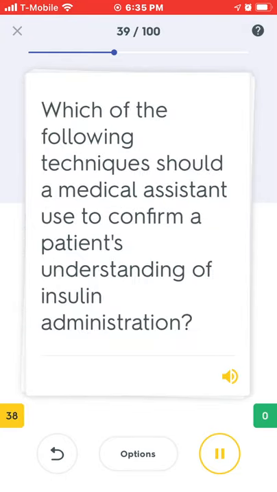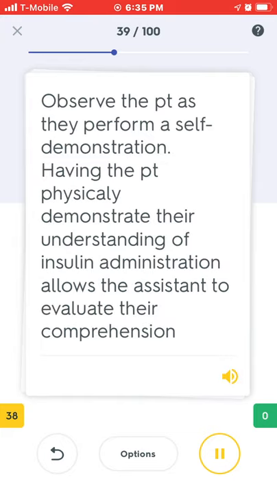Which of the following techniques should a medical assistant use to confirm a patient's understanding of insulin administration? Observe the PT as they perform a self-demonstration. Having the PT physically demonstrate their understanding of insulin administration allows the assistant to evaluate their comprehension.